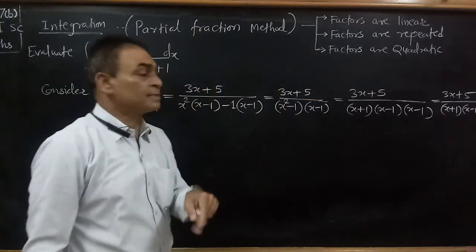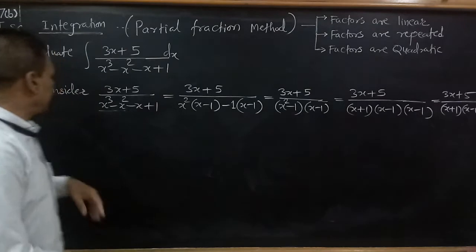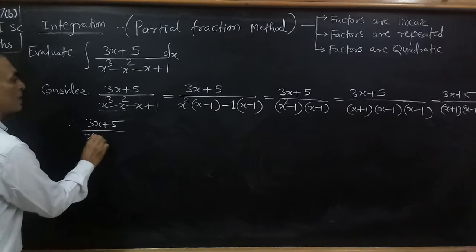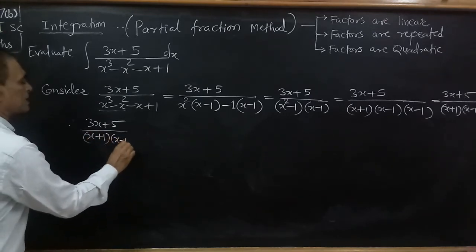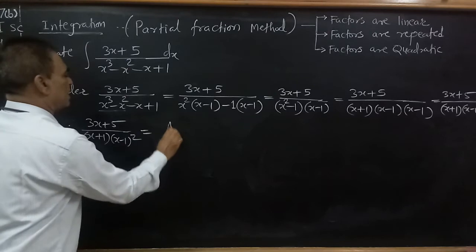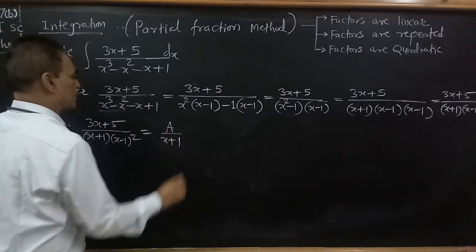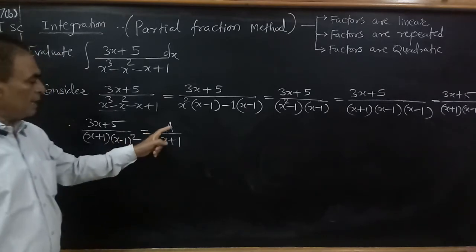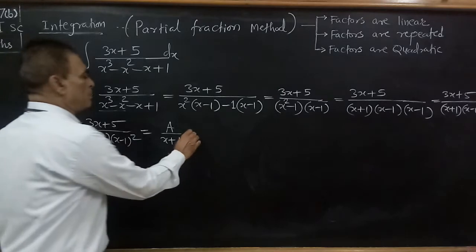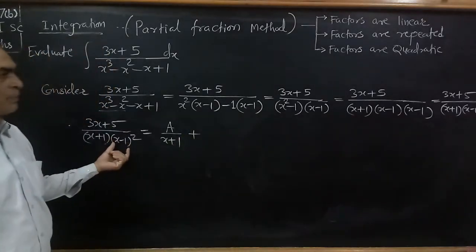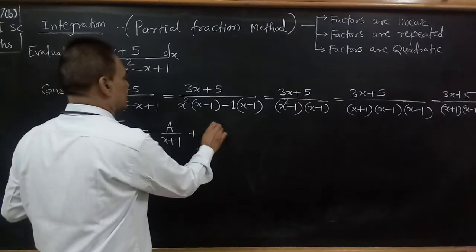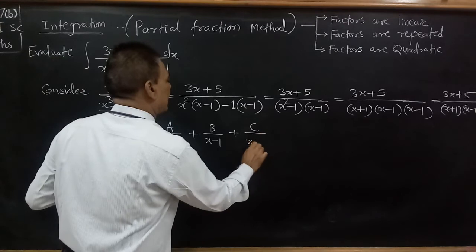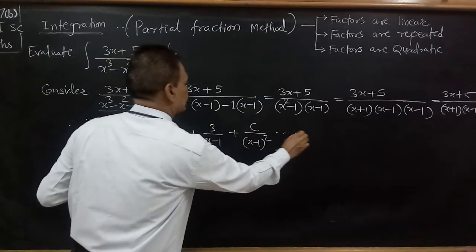These factors are repeated. Now how to write this? Therefore, (3x plus 5) divided by (x plus 1) and (x minus 1) whole square equals A divided by the first factor. For a linear factor, only one constant is there. A divided by the linear factor, plus the second factor is repeated two times. That's why I take another constant B divided by (x minus 1) plus C divided by (x minus 1) whole square. This is equation number 1.